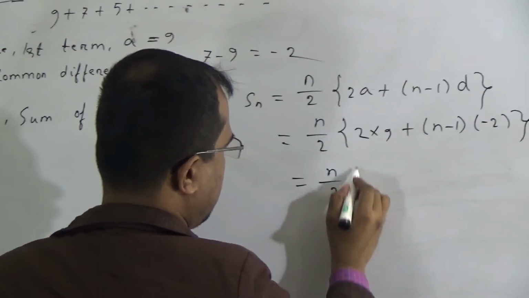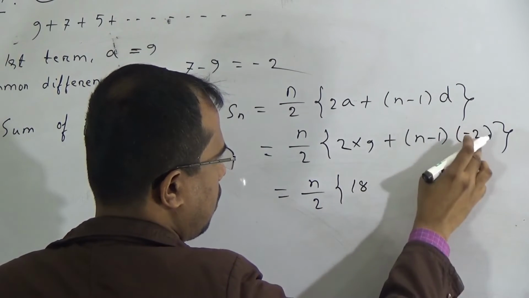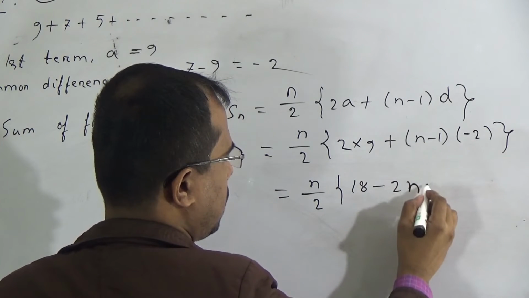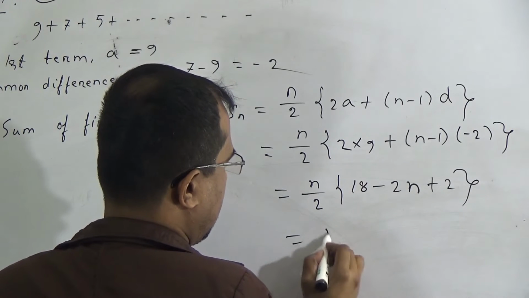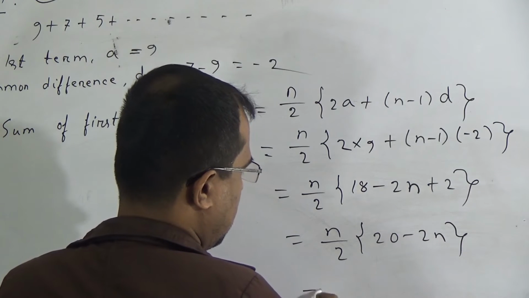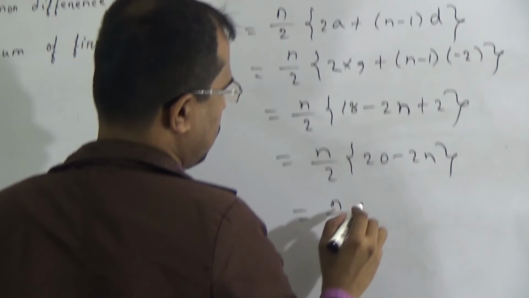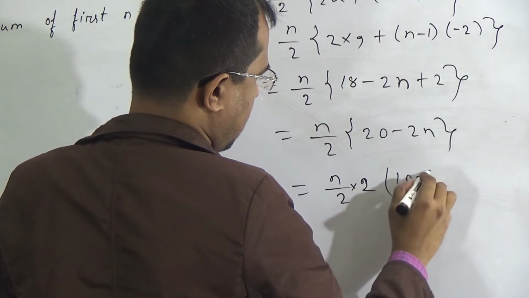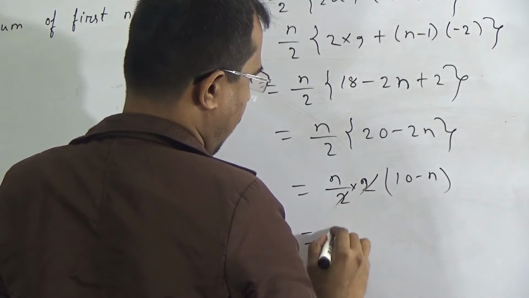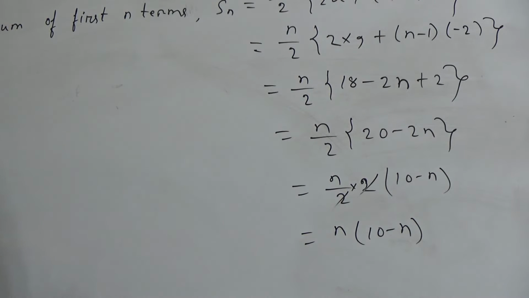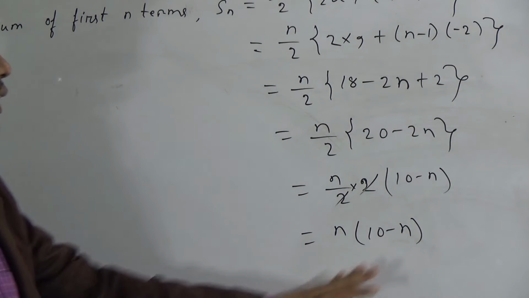Now n by 2 into 9 twos are 18, here minus 2 and plus n, this is equal to minus 2n, and minus 1 minus 2, this is equal to plus 2. n by 2, 18 plus 2 equal to 20, 20 minus 2n, n by 2, we can take 2 as common, then 10 minus n will come, we can cut this 2 and 2, then n into 10 minus n will come. Now here given that sum of the first n terms is minus 144, so as per question we can write n into 10 minus n equal to minus 144.